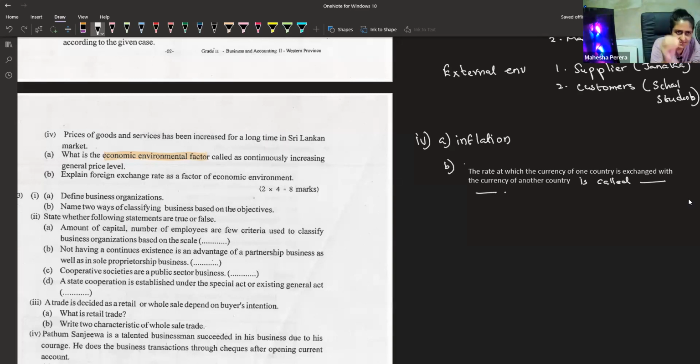This is one of the best economic factors. If I recall all the economic factors in the syllabus, we have interest rate, foreign exchange rate, inflation. Then we have income distribution, level of employment, international relations, savings.